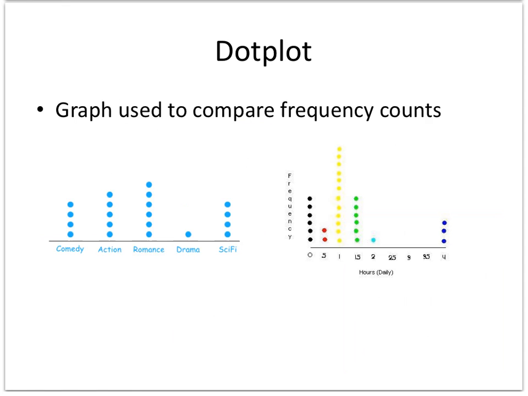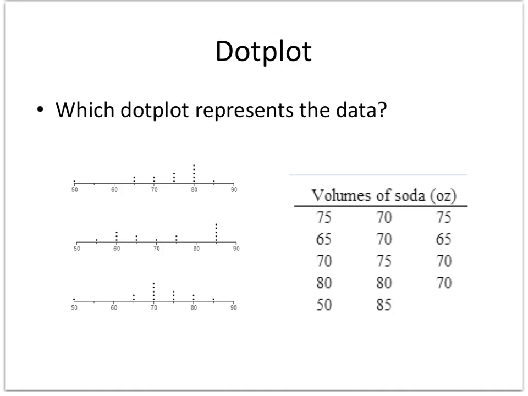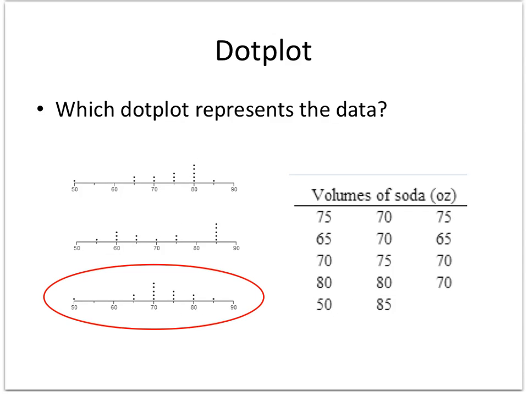All right, let's look at dot plots. This is a graph used to compare frequency counts. So these dots are frequencies. This table represents the volume of a generic soda brand. Each dot plot represents the data. Now, of course, this would be more helpful if these were in ascending order, but what I do is I look to see, for example, here is a 50, and this one doesn't have a 50, so I know that's not the correct one. Then I look, like this one has 80 pretty high, and I only see 1, 2 80s, which is this graph, so it's the correct graph.